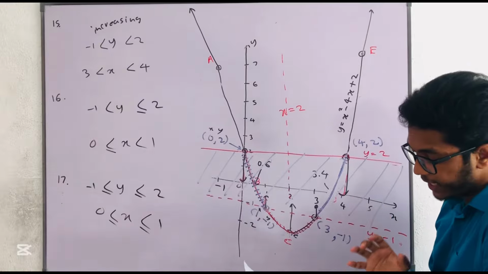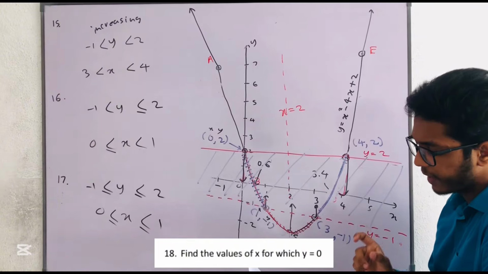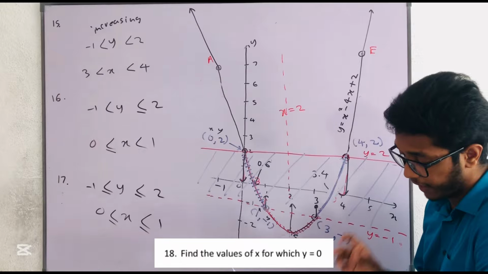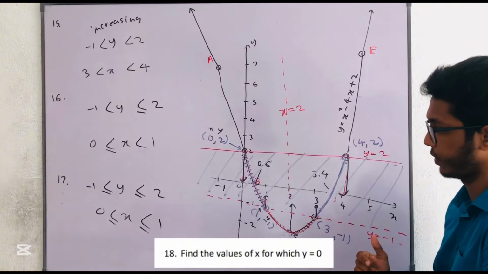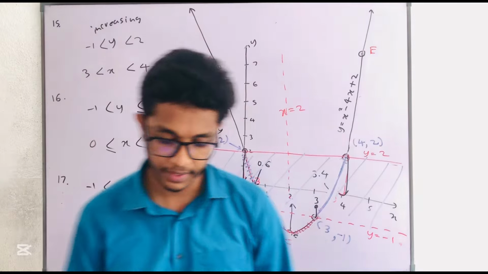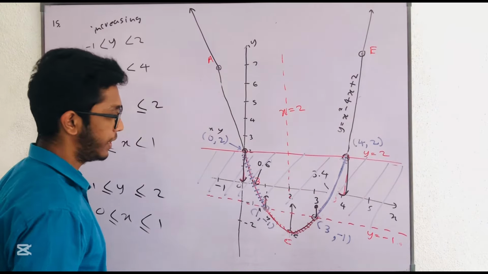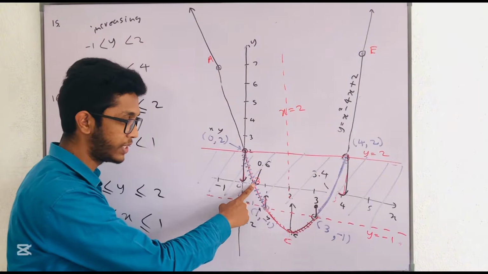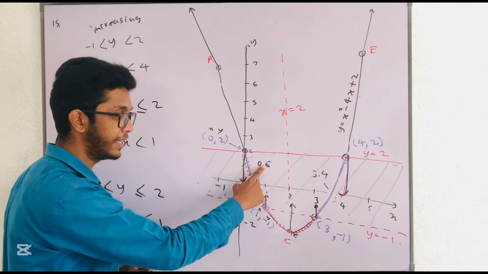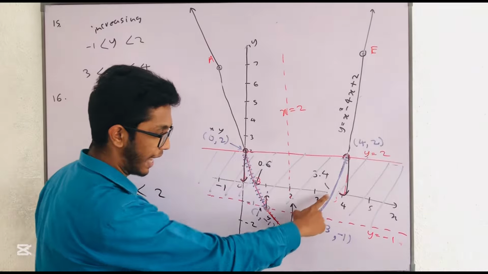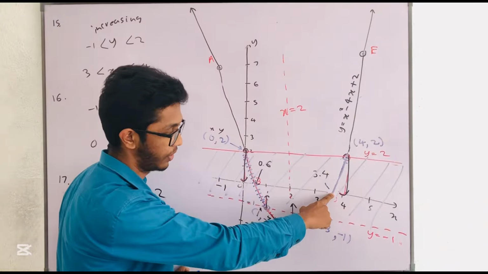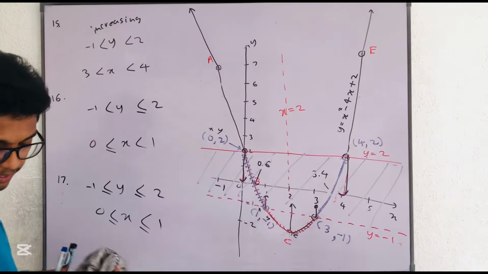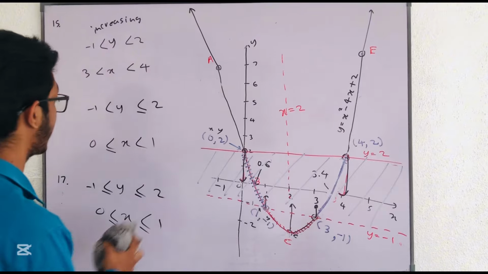Then question number 18, they ask: find the values of x for which y equals 0. Y value 0 means what are the points? Here at this point y value is 0. And when y value is 0, the x value we have marked in the previous part is 0.6. Here at this point also y value is 0. So the x value is 3.4. So for question number 18, you can write these answers.